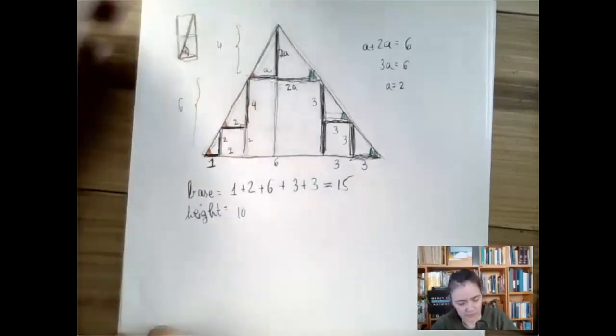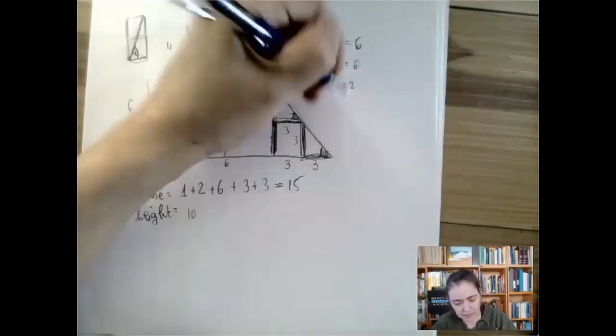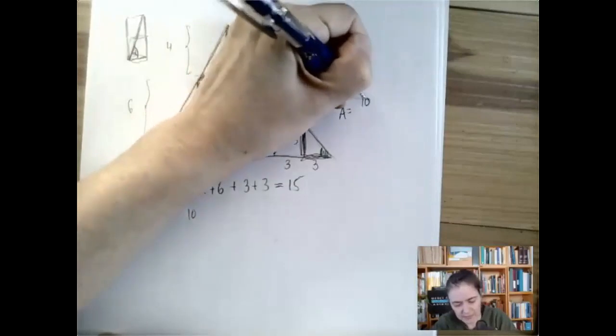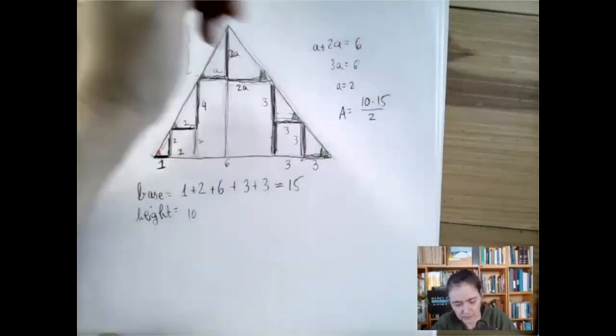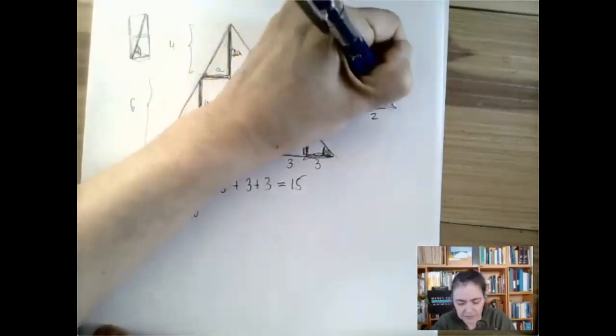4 plus 6. And so the area is base times height over 2. So that's half of 150, that's 75.